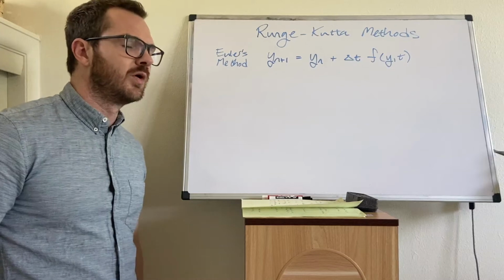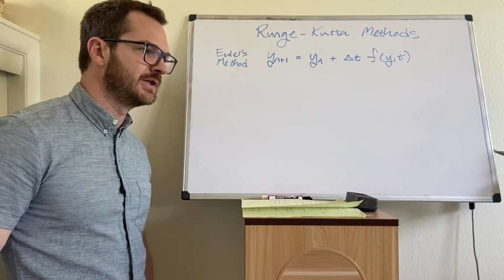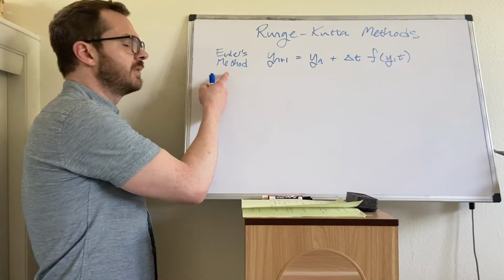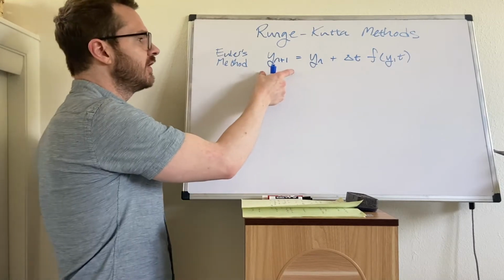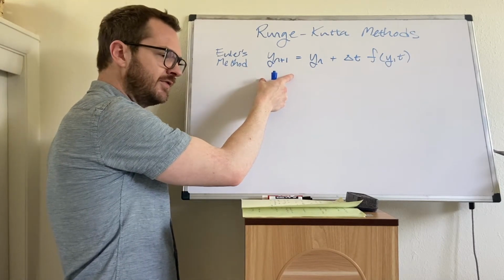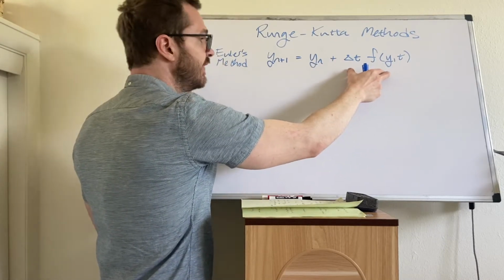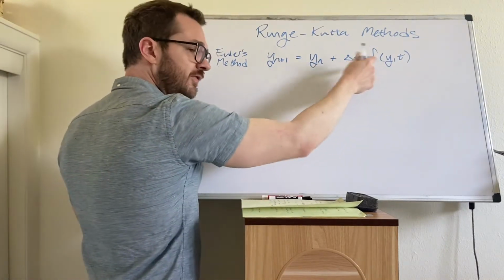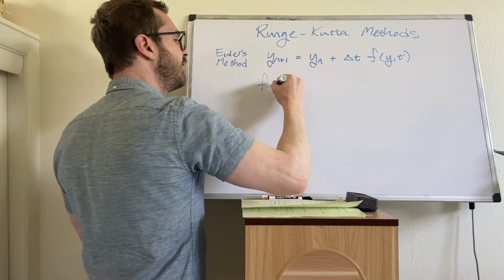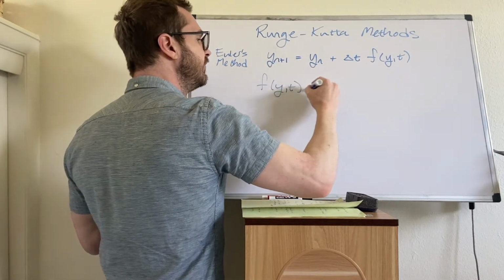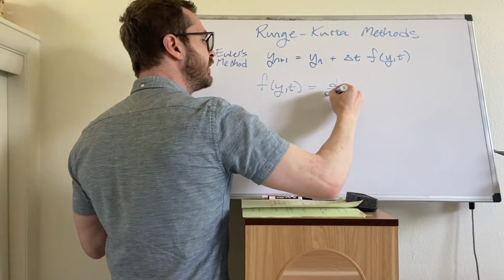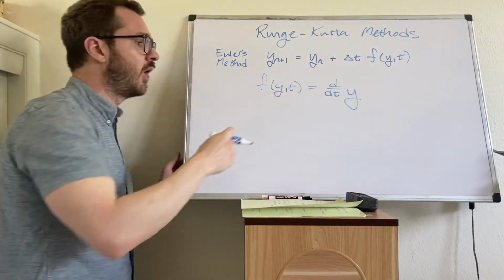Hey everyone, welcome back to another video on numerical integration. We've talked in the past about Euler's method. Euler's method lets you solve for the updated value of a state if you know the previous value and you can calculate the change in the value. Recall that this function f of y and t was equal to the differential equation, d/dt of y.